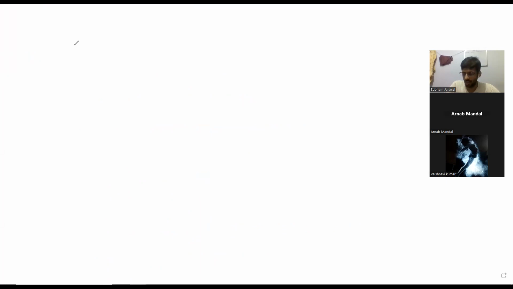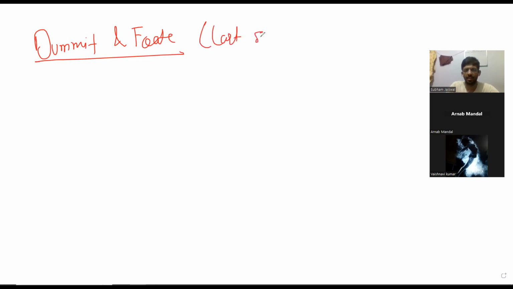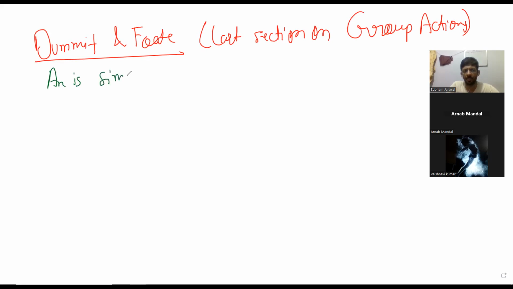Okay, so what I'm saying is, first thing, you can take it as homework. Dummit and Foote, you should read this. It's the last section on group actions. This gets into some very, very interesting mathematics. If you look at the last section on group actions, they prove that A_n is simple. Simple means it has no normal subgroup. Okay?